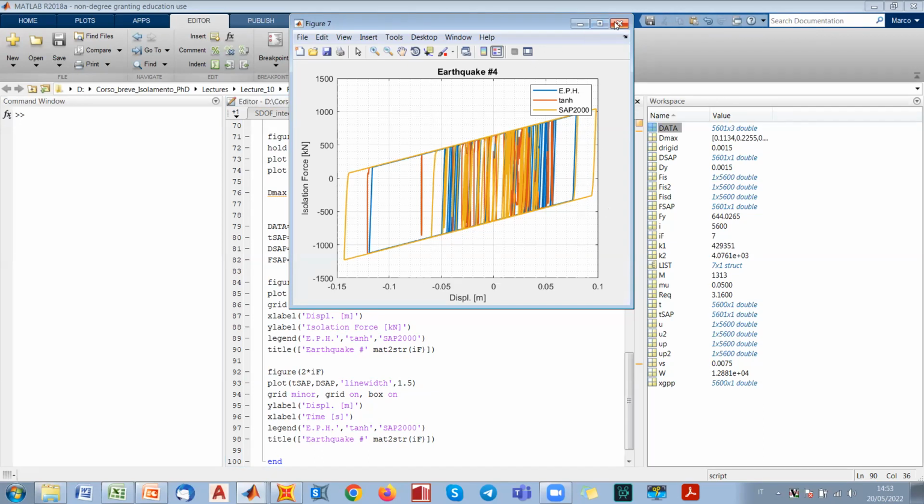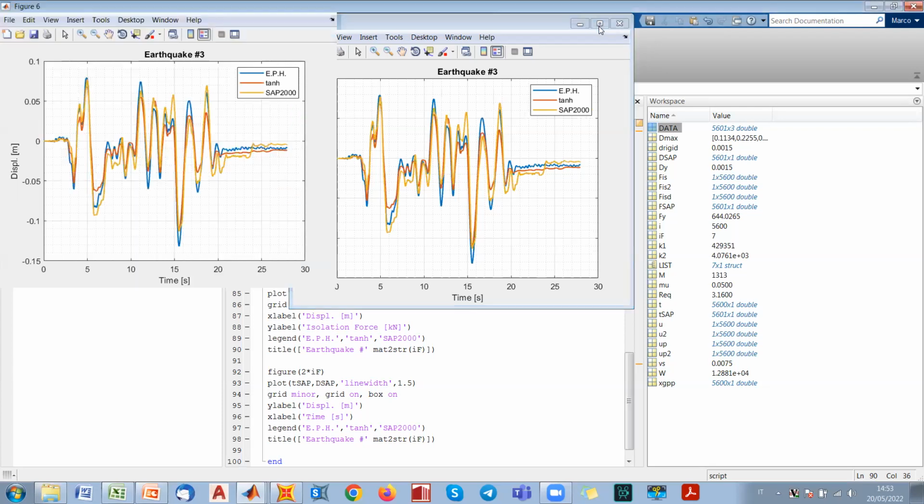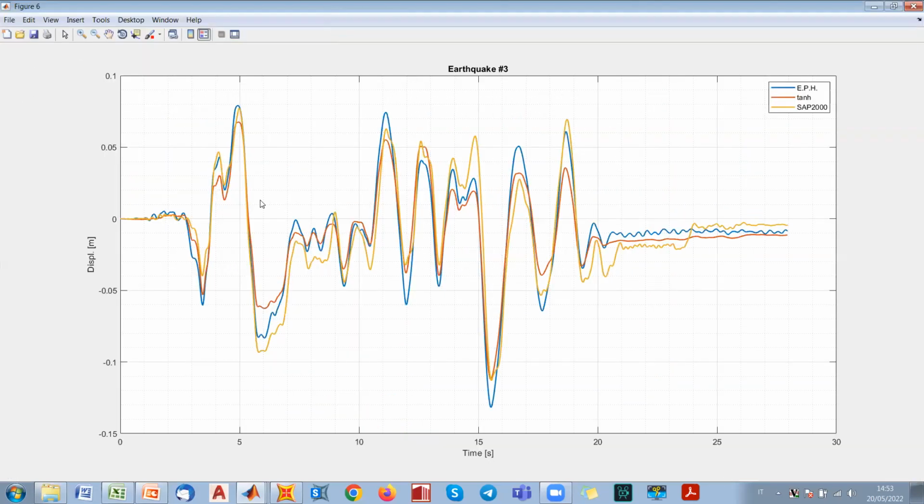And so finally, just have a look also at the first earthquakes. You see here, if we just erase the one related to the hyperbolic tangent, let's check. This is the comparison between the SAP 2000 model and the single degree of freedom by assuming the same hysteretic behavior. So you see that they are averagely overlapped for the whole duration. There are some discrepancies, but the peak value is approximately the same.